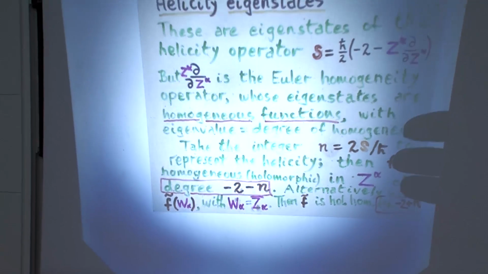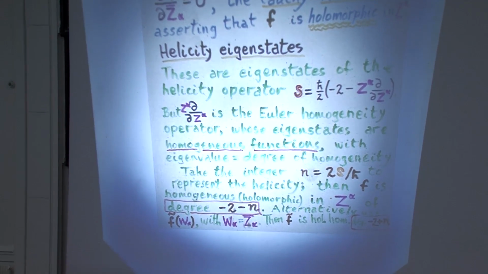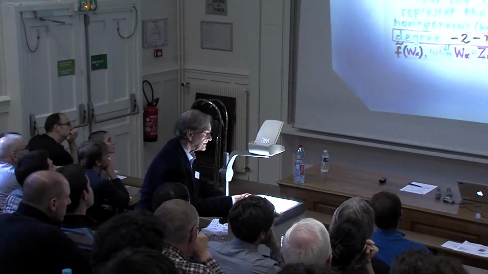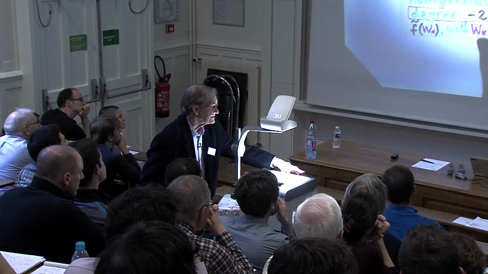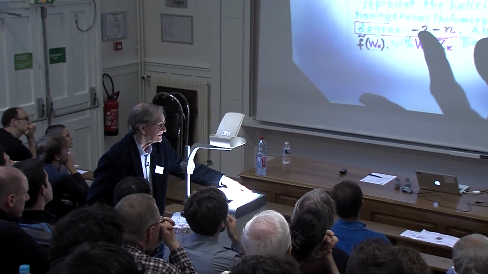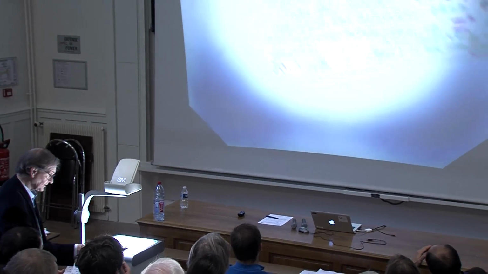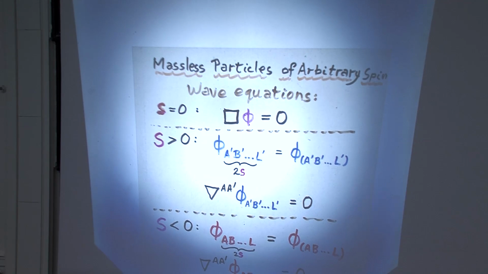Now, this tells us then that the wave function, the Twistor wave function for a massless particle of helicity n over 2, basically, is given by a homogeneous function of homogeneity degree -2 minus n, which is holomorphic. Now, what has that got to do with the real field equations? Well, that's the point. What are the real field equations, first of all?